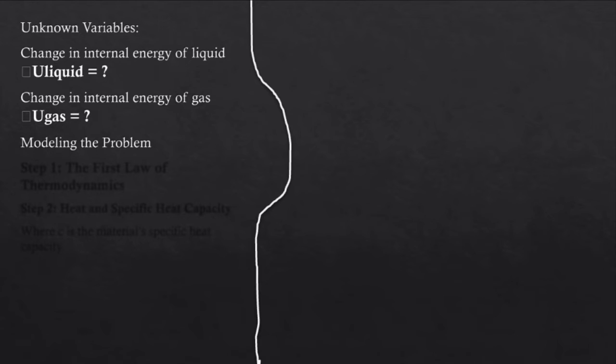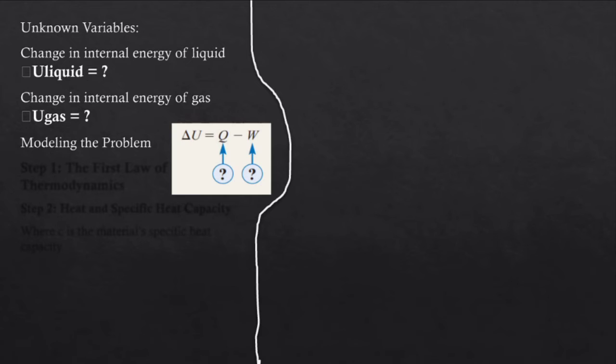Modeling the problem. Step 1. The first law of thermodynamics. The change delta U in the internal energy is given by the first law of thermodynamics as shown at the right image. Neither the heat Q nor the work W is known, so we turn to steps 2 and 3 to evaluate them.